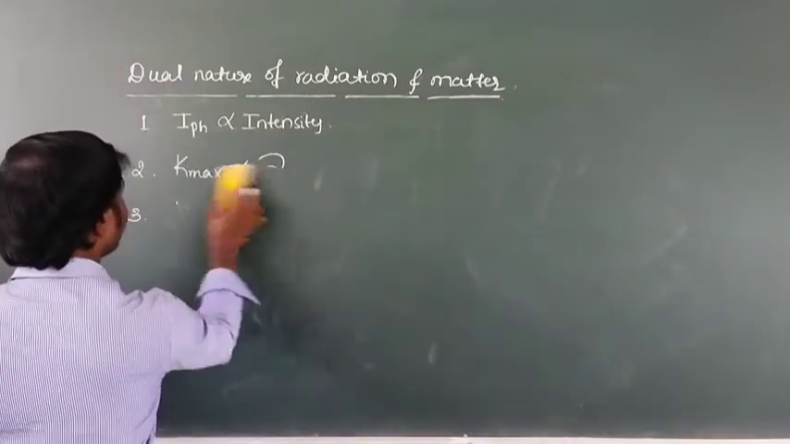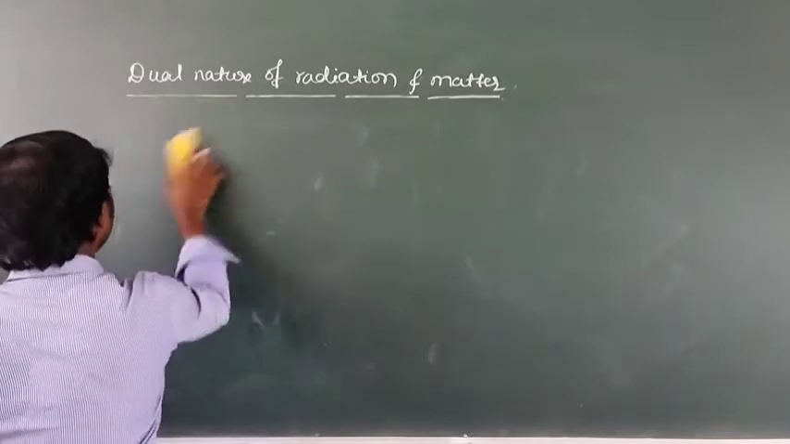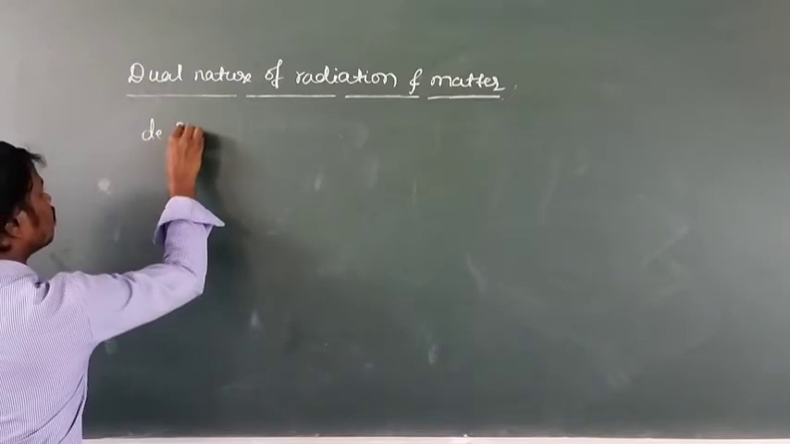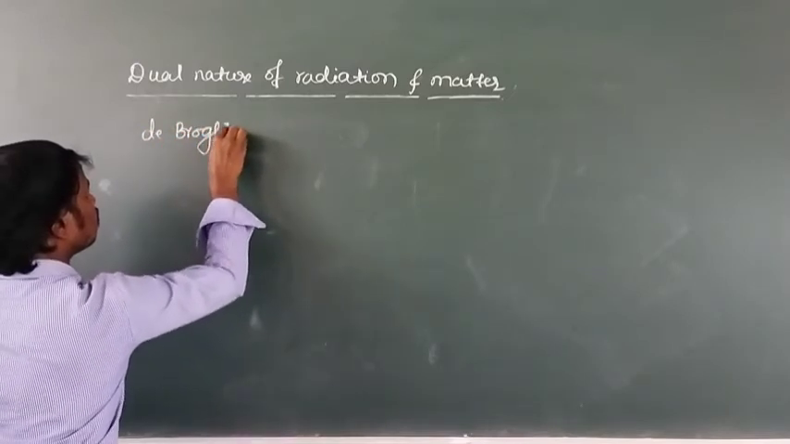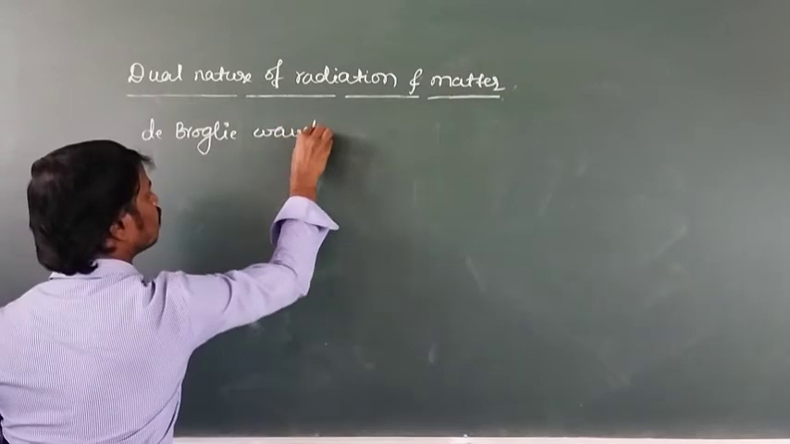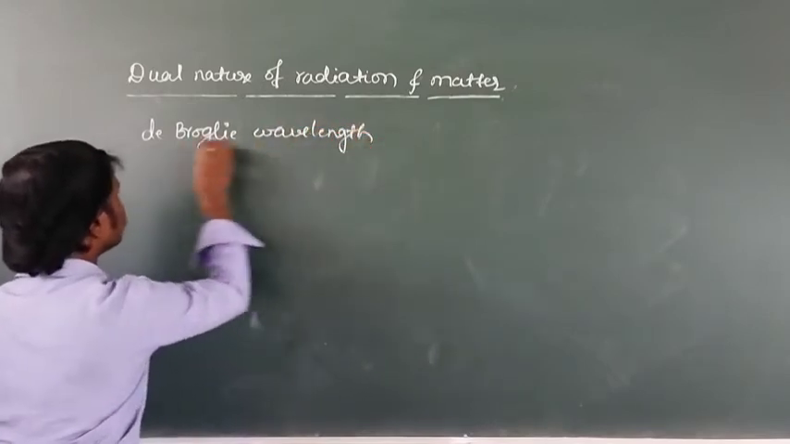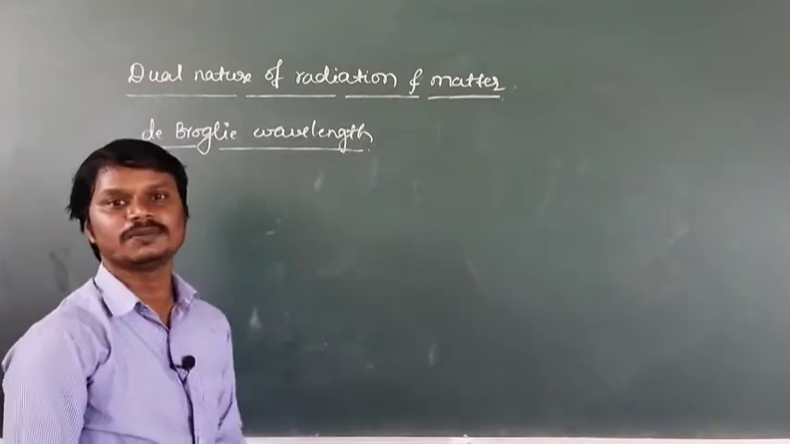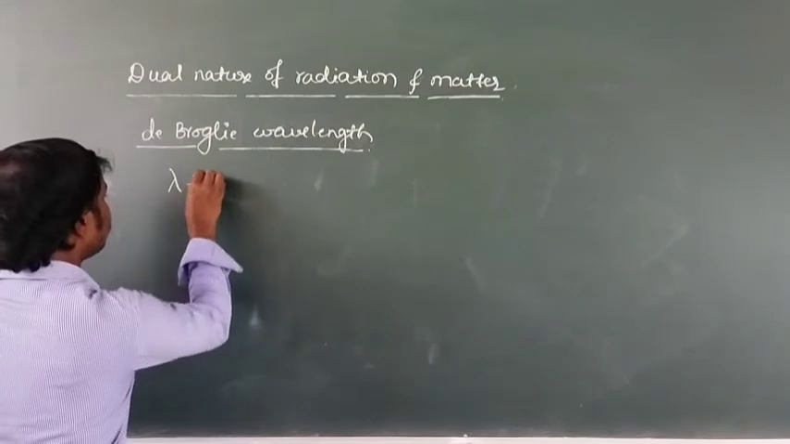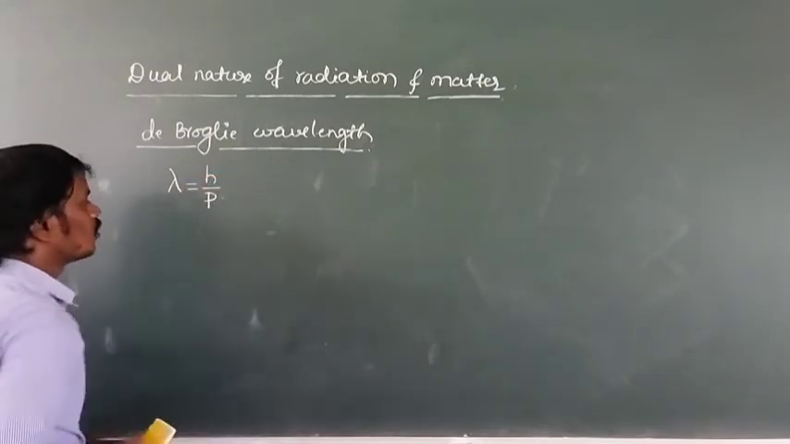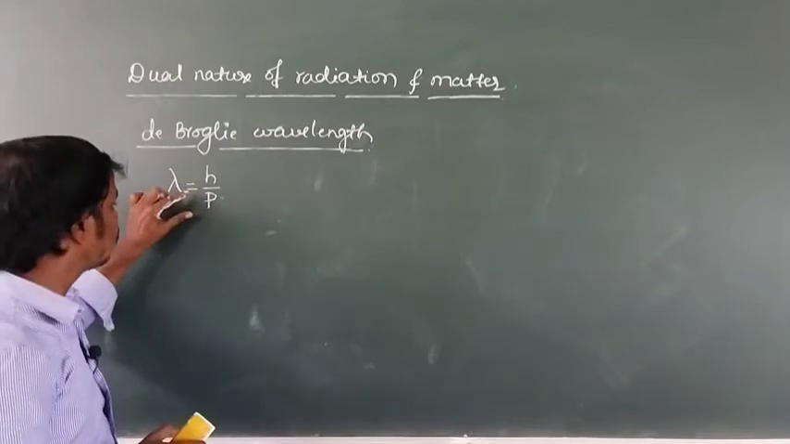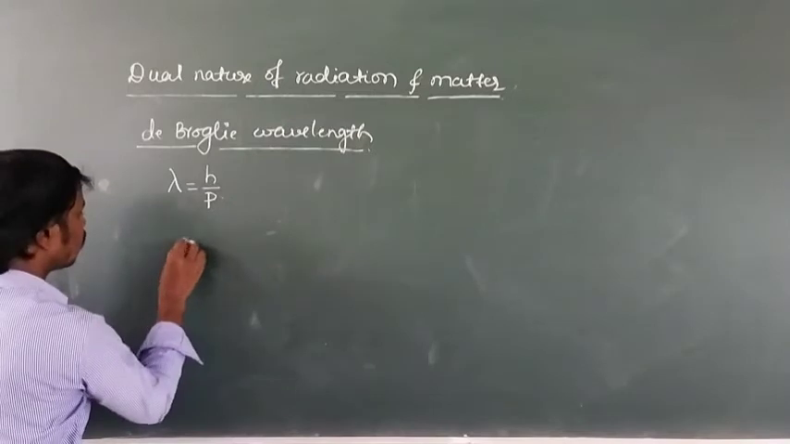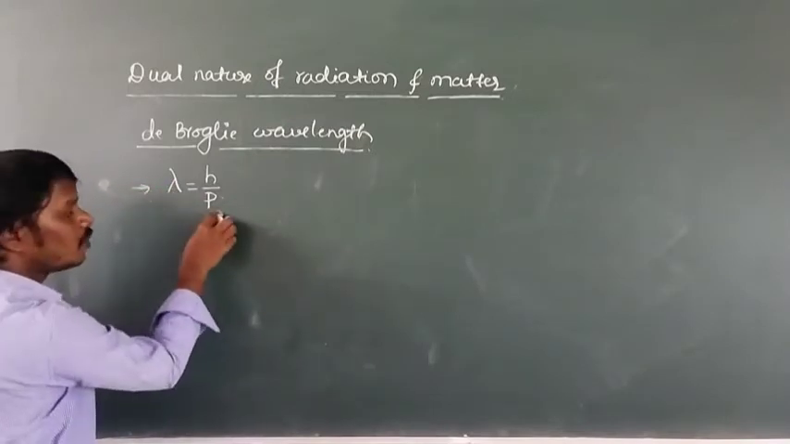Next one, de Broglie wavelength. What is the expression for de Broglie wavelength? That is lambda is equal to h by p. So h is Planck's constant, p is momentum of the particle. So this is de Broglie wavelength in terms of momentum.